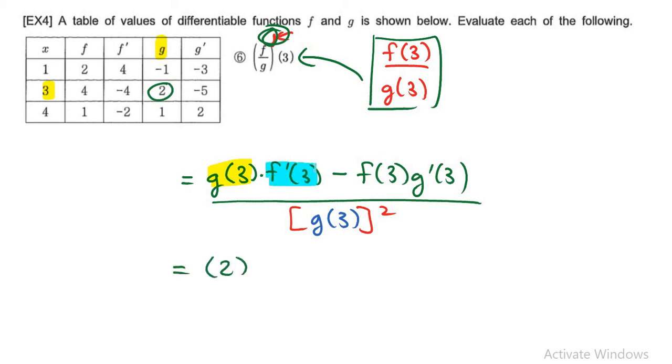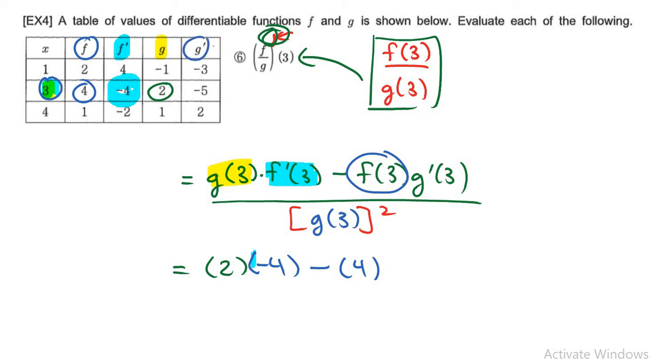So that's going to be 2 times f prime of 3. Well, here's f prime, there's 3. So f prime of 3 is negative 4. So this will be negative 4 minus f of 3. Here's f and there's 3, so that's going to have a value of 4. So f of 3 is going to be 4. And g prime of 3, well, here's g prime, and g prime of 3 is going to have a value of negative 5, all over g of 3 all squared. So g of 3 we actually already found. It's this value right there, which is going to be 2. So that'll be 2 squared.